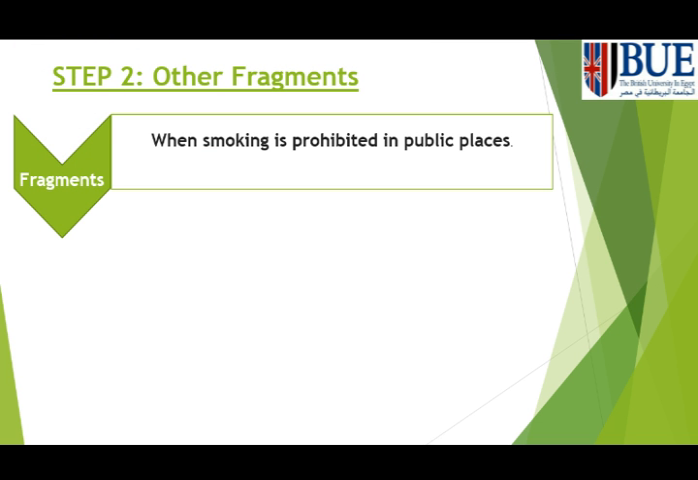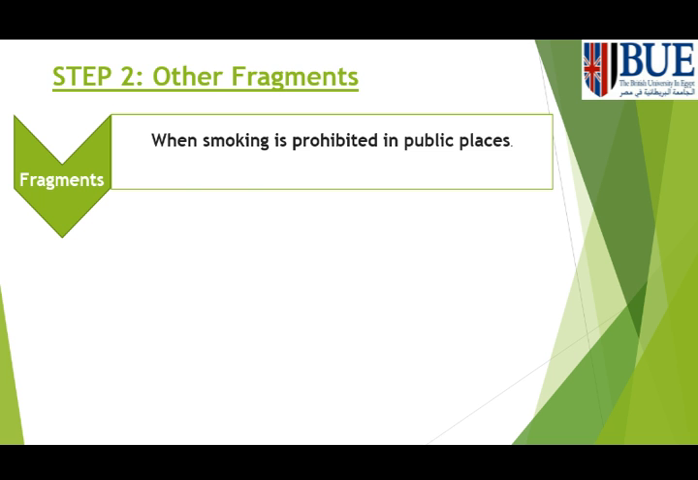For instance, when smoking is prohibited in public places. When you read this statement, you feel that it doesn't make sense. The subordinating conjunction when leads the reader to ask what will happen when smoking is prohibited in public places. Hence, the subordinating conjunction here makes this a dependent clause, and this is not a complete sentence.